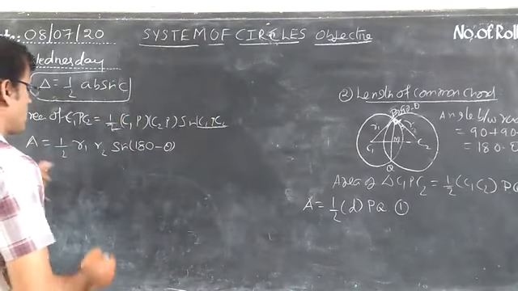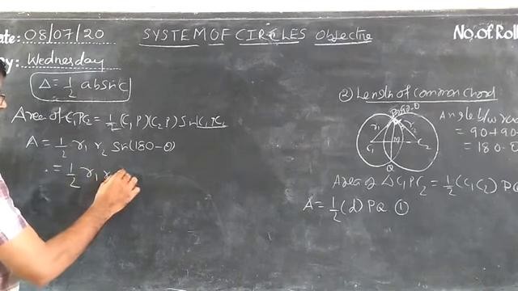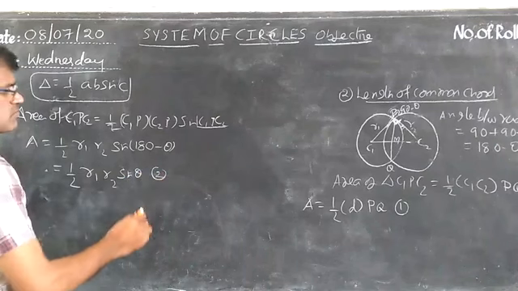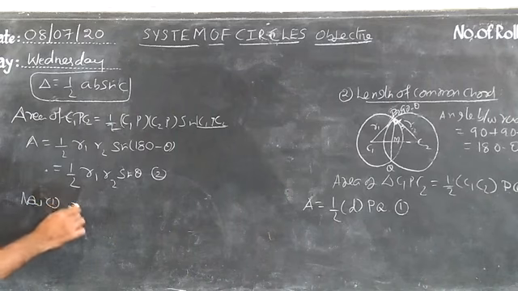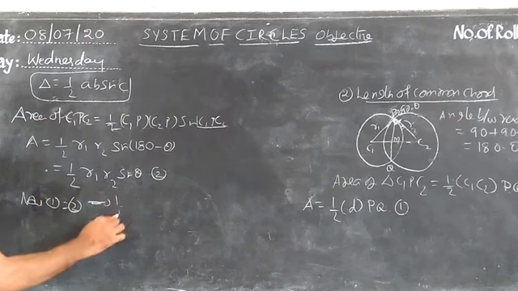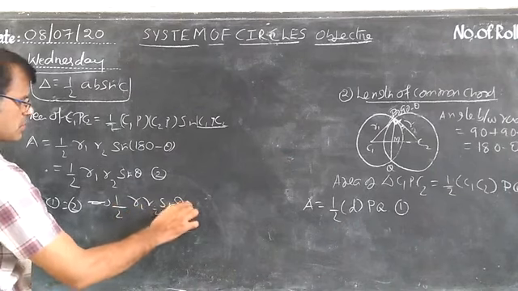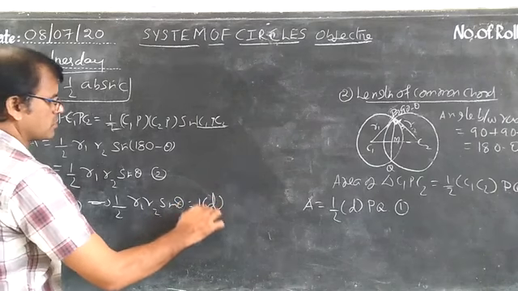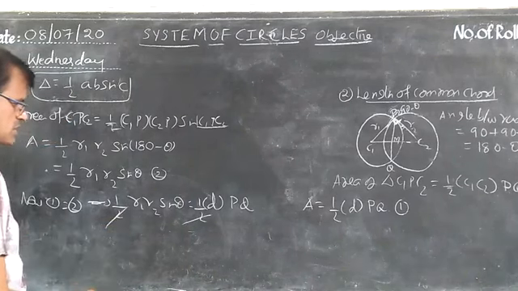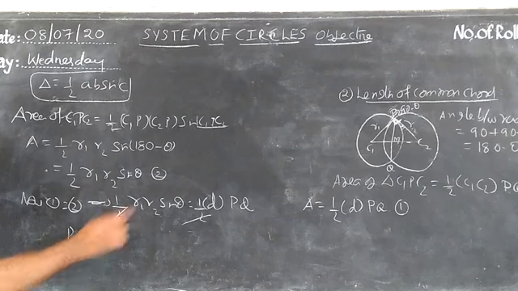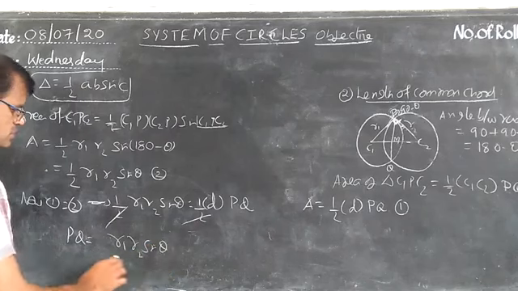Now you write 1 by 2 R1 into R2 into sine of 180 minus theta, which becomes sine theta. So area is 1 by 2 R1 R2 sine theta; call this equation 1. Now equate the first equation and the second equation: 1 by 2 into R1 into R2 into sine theta is equal to 1 by 2 into D into PQ. The 1 by 2 on both sides gets cancelled. PQ is the length of the common chord.